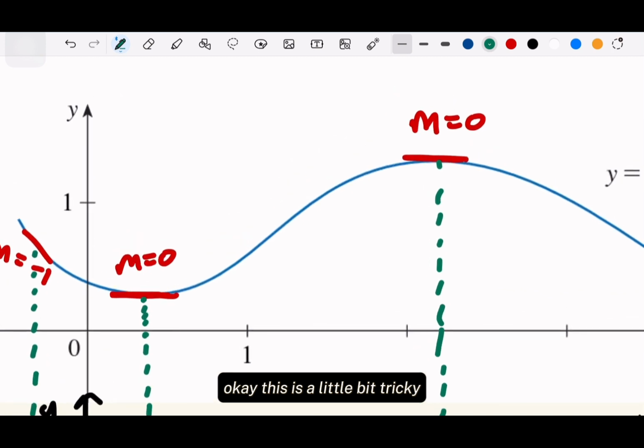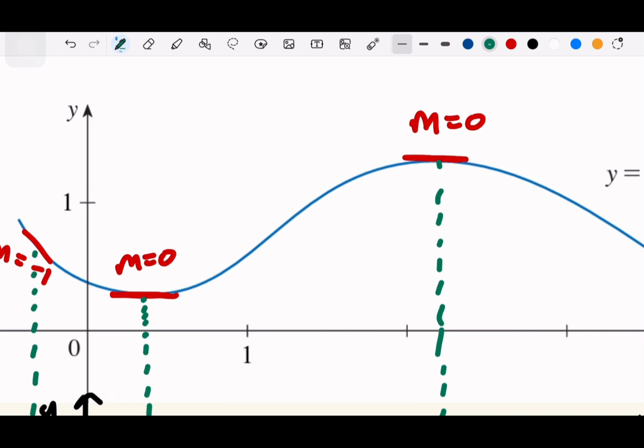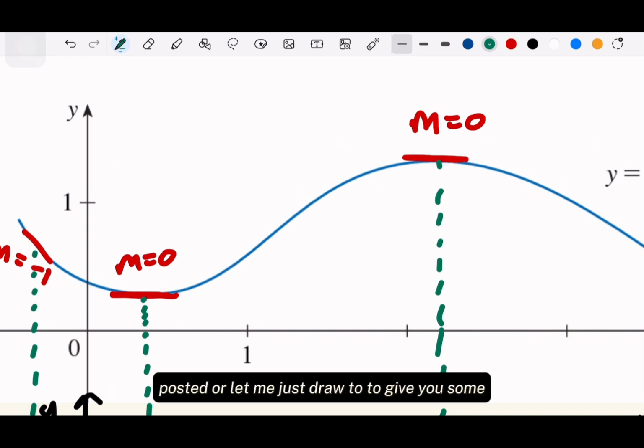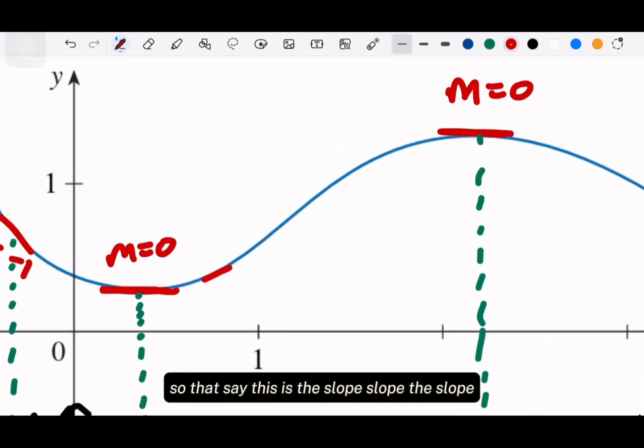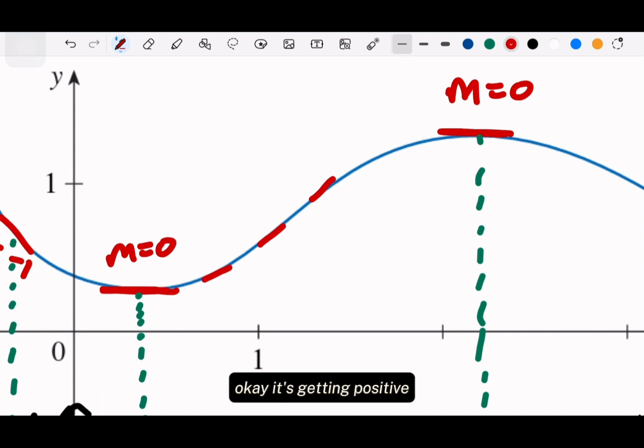Okay, this is a little bit tricky. From 0, it's getting positive. Or let me just draw to give you a clearer explanation. So let's say this is the slope. At a certain point the slope is getting positive, but positive, I mean larger, right? Larger, larger, larger, but then it's getting smaller, but still positive, okay? Still positive. It's getting smaller, smaller, smaller until it reaches 0.